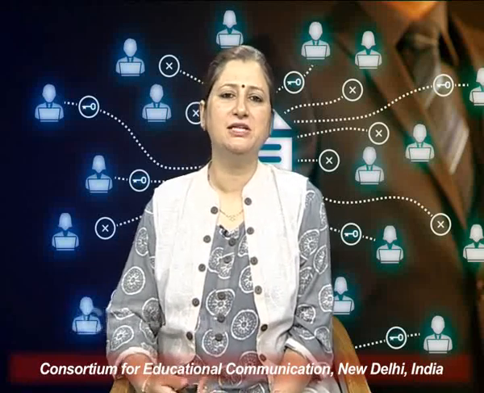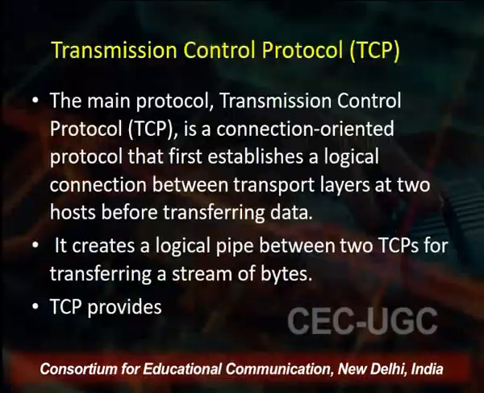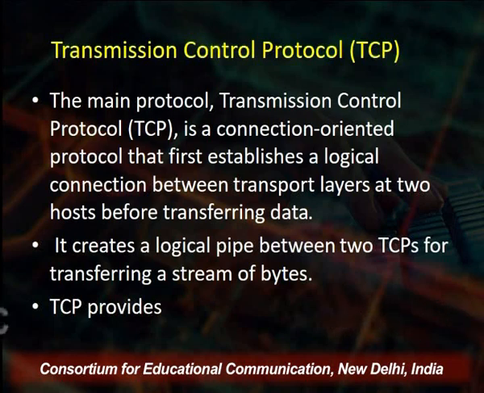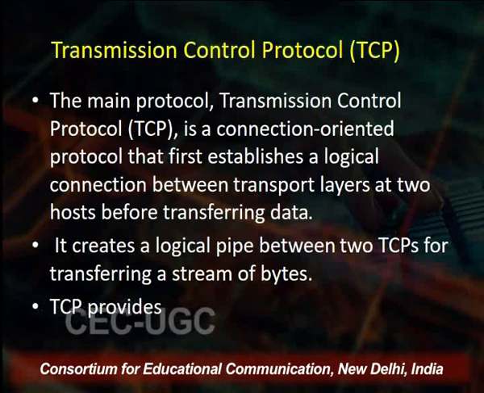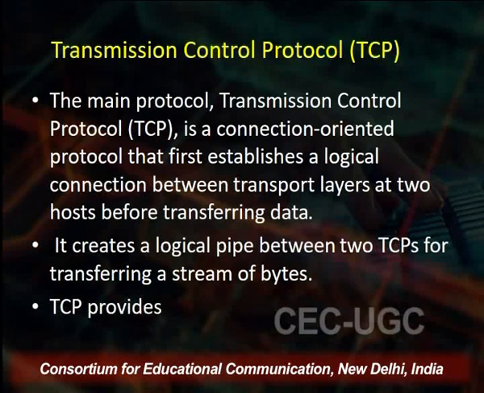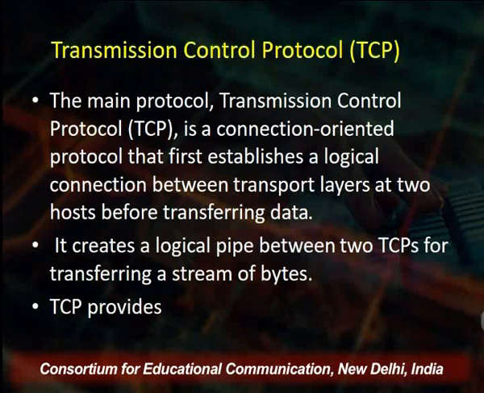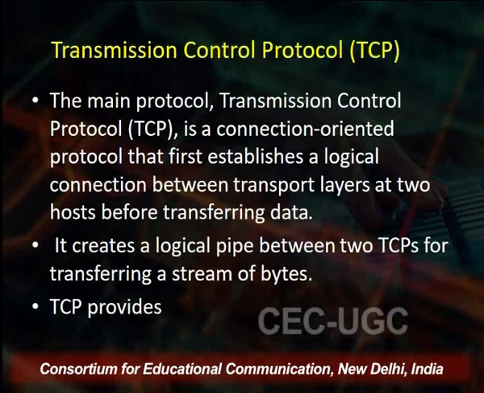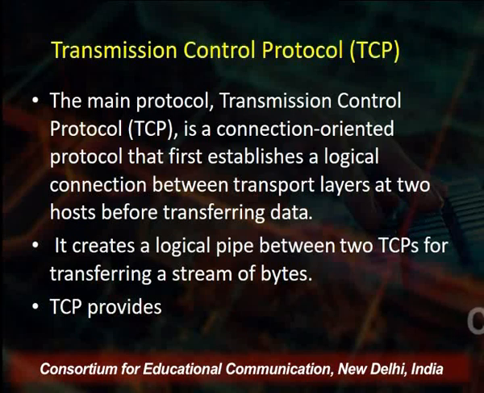The first and main protocol of the transport layer is the TCP, the transmission control protocol. We've already discussed connectionless and connection oriented protocols. The TCP protocol is a connection oriented protocol because it establishes a logical connection between the transport layers at the two hosts before transferring the data. It is an imaginary connection, like a pipeline between the two hosts through which the stream of bytes will be moving.